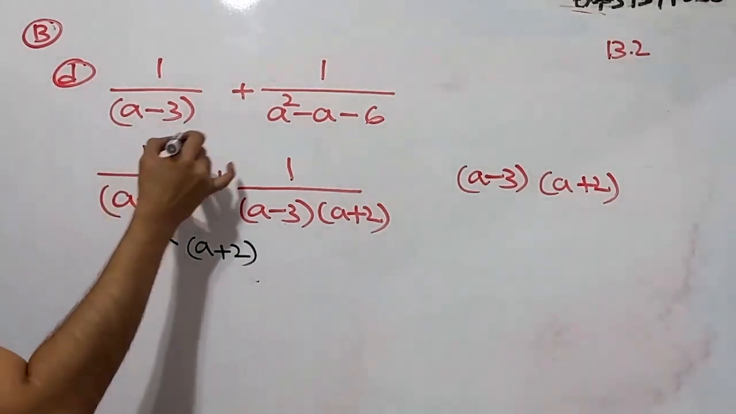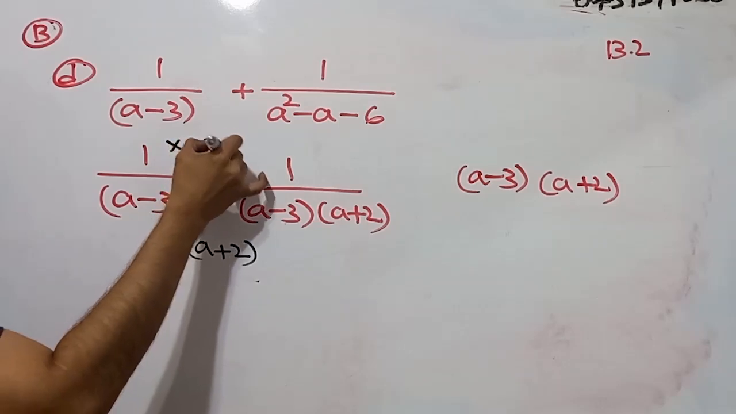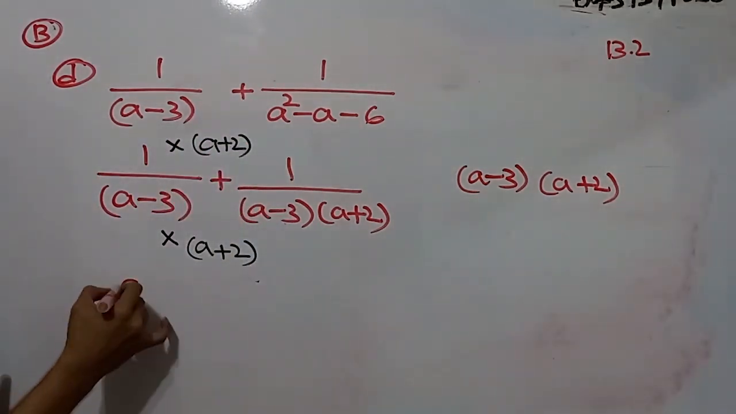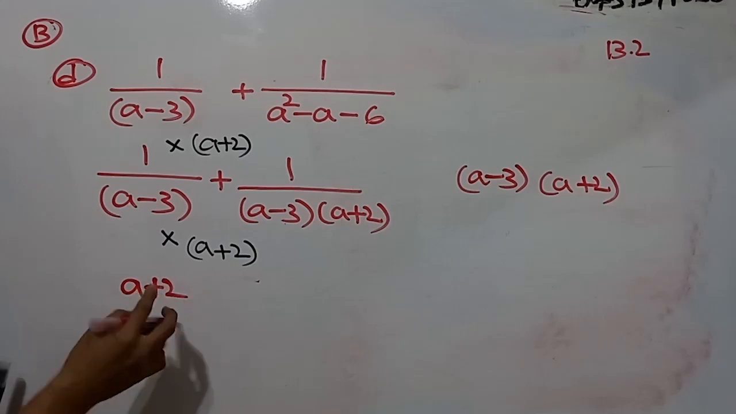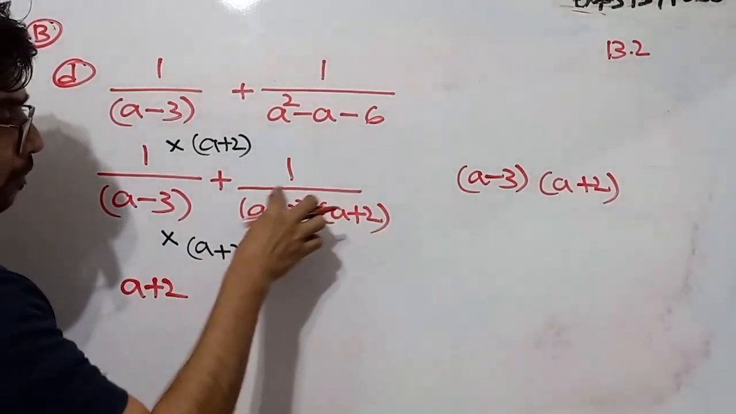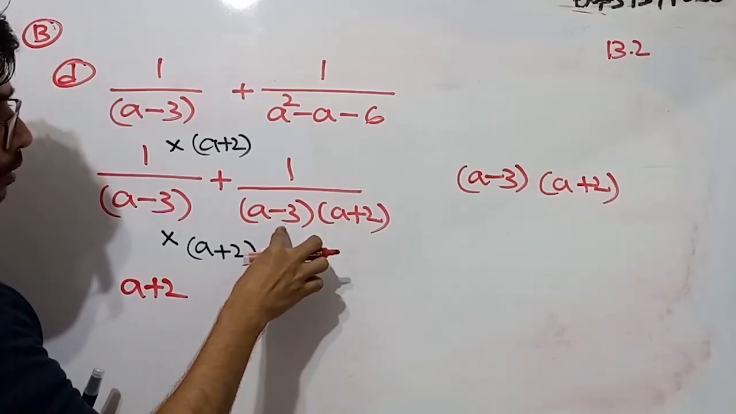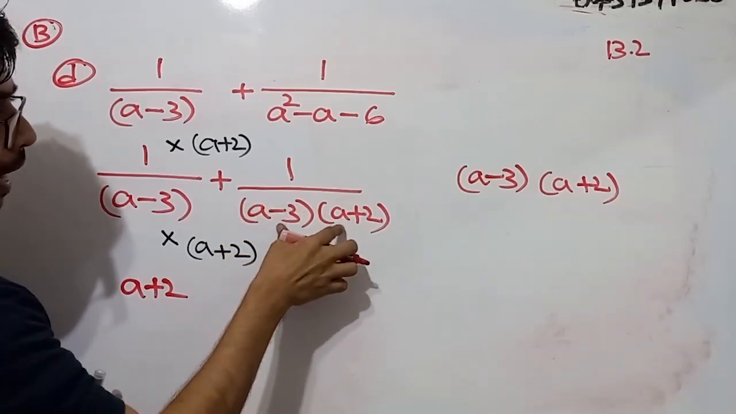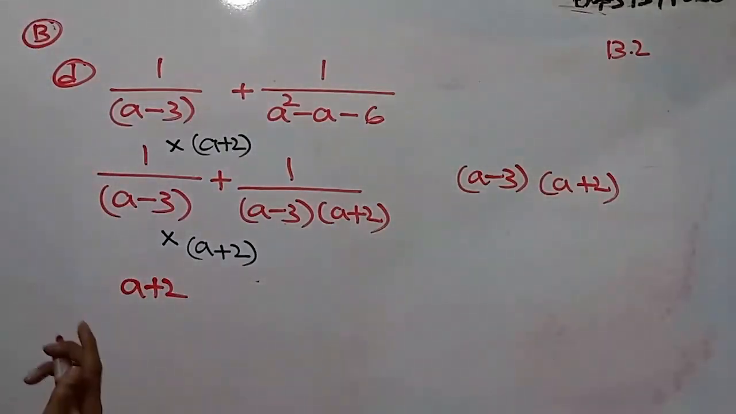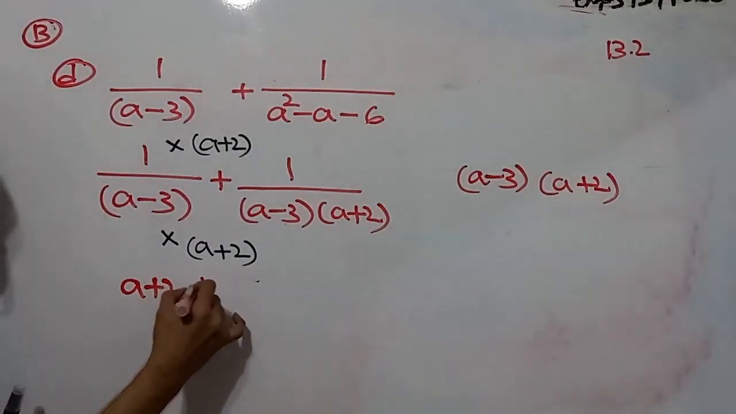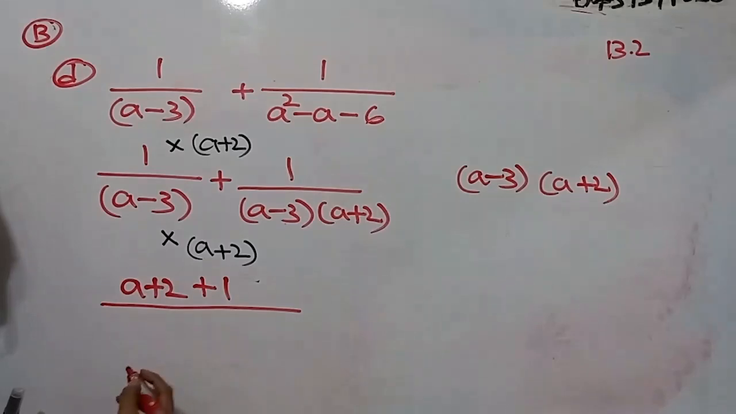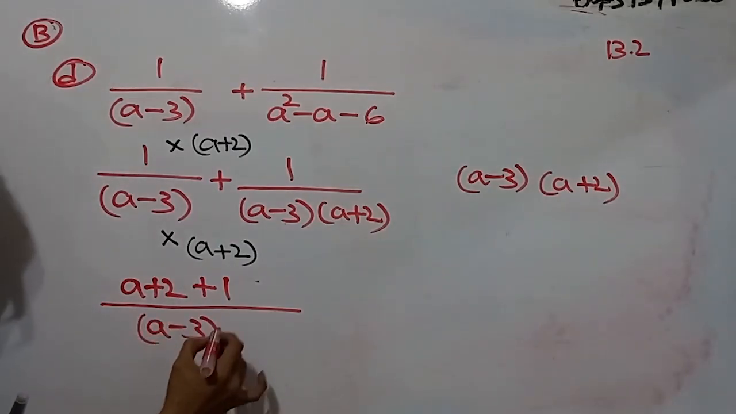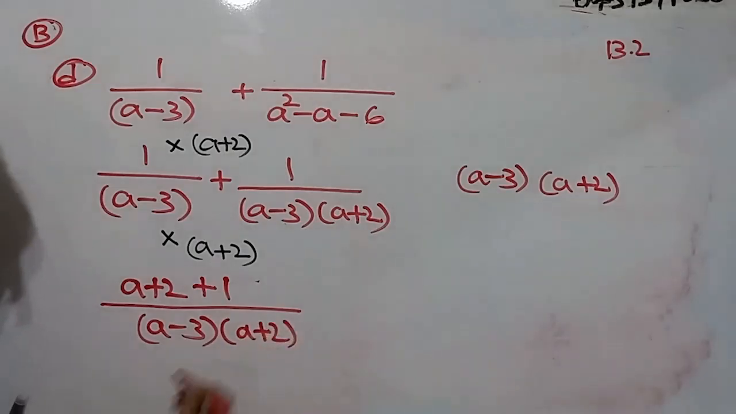That means we need to multiply the number above as well. So a plus 2. Okay. So here we have a plus 2. Then if you take a look at the denominator of the next fraction, actually we have the LCM there. So we don't have to do any changes. Simply we can write plus 1. Then entire expression needs to be divided by what? A minus 3, a plus 2.